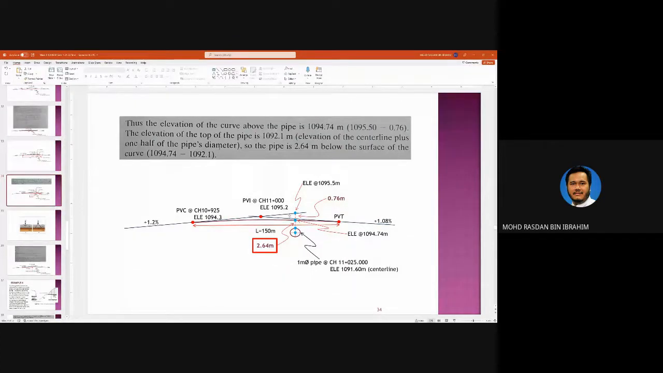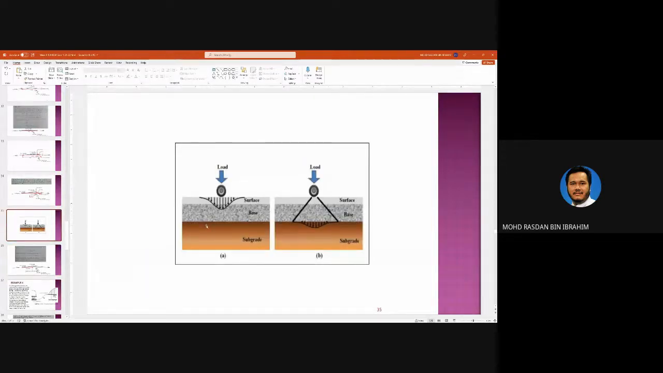So why do we bother calculating this? It is because the loading of the traffic is dispersed in a triangular way. The lower the pipe gets, the less the effect of the traffic on the pipe. So you need to know whether the pipe is within a safe depth or not, so that the loading from the traffic will not affect the strength of the pipe.